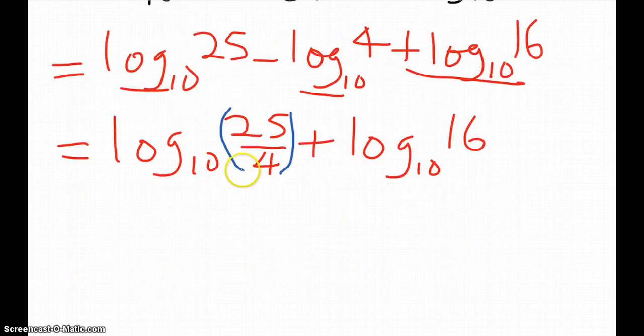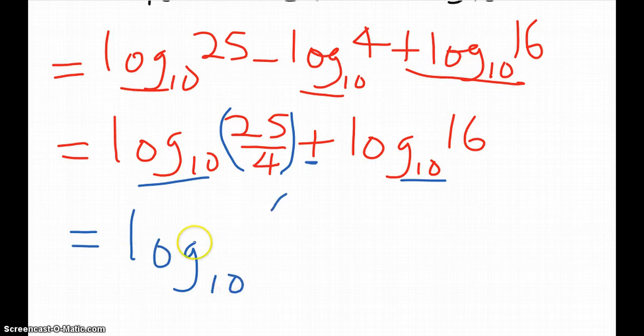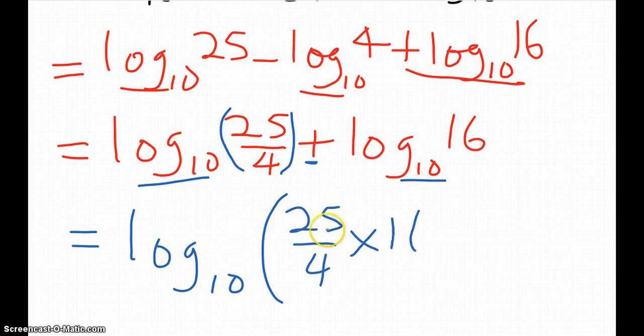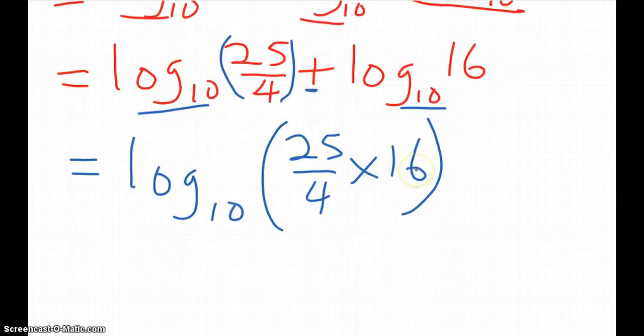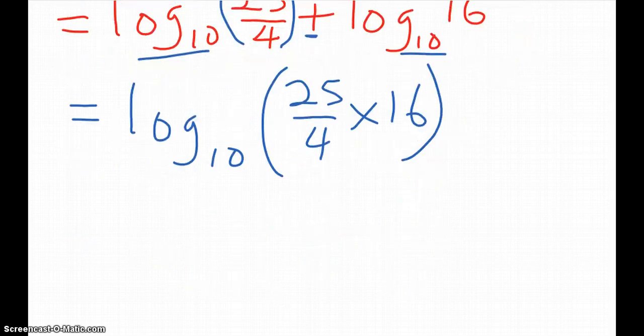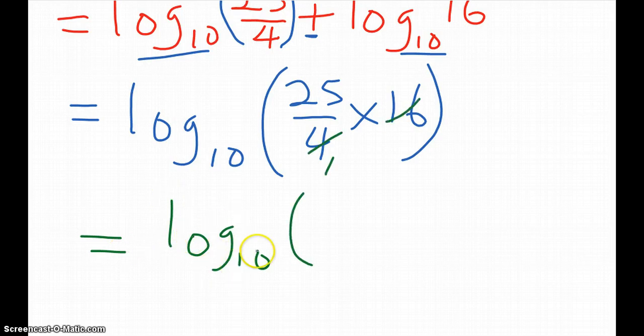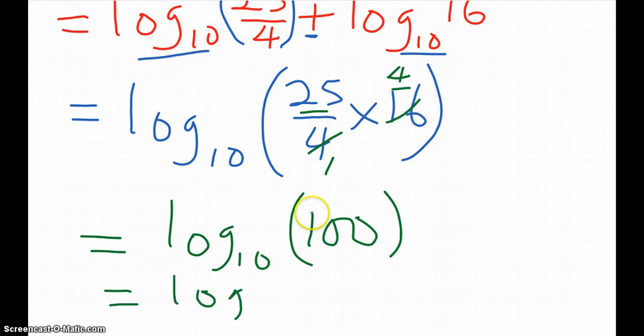We can further use the law again. Since we are adding and the bases are the same, we can write log base 10, maintain the base, and multiply: 25 on 4 times 16. And when I simplify this, 4 can divide itself 1 and divide 16 to give 4, and 25 times 4 will be 100. And this can be written as log base 10 100.